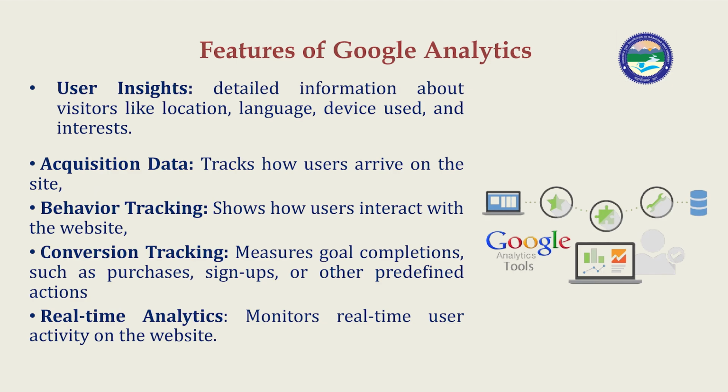The features offered by Google Analytics are: the first one is user insights. User insights provide detailed information about visitors, including location, language, devices used, and their interests. The second one is acquisition data. It tracks how users arrive on your site, whether from organic search, paid ads, social media, direct traffic, or referral links.